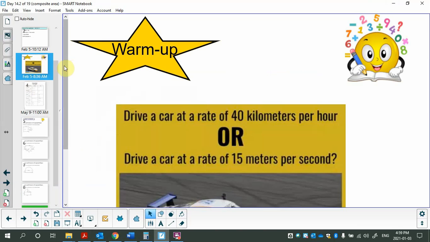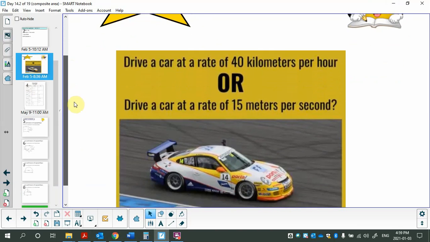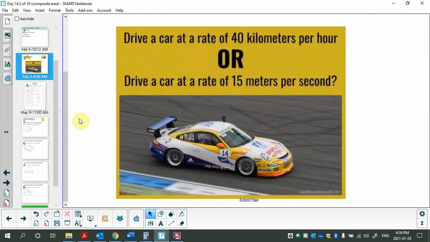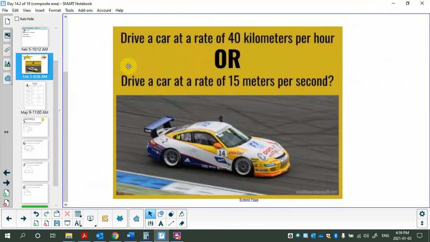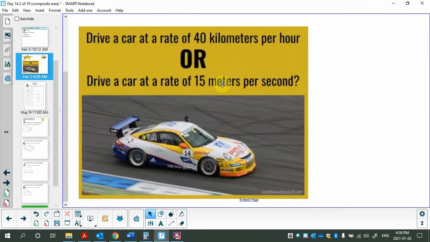There is a warm-up for this one, and the question is, would you rather drive a car at a rate of 40 kilometers per hour, or would you rather drive a car at a rate of 15 meters per second? I guess it depends on whether you like to drive fast or slow, but 40 kilometers per hour is less than the driving speed on the streets of Peterborough. Usually that's about 50, unless you're in a school zone. And 15 meters per second is something that maybe you can't even imagine.